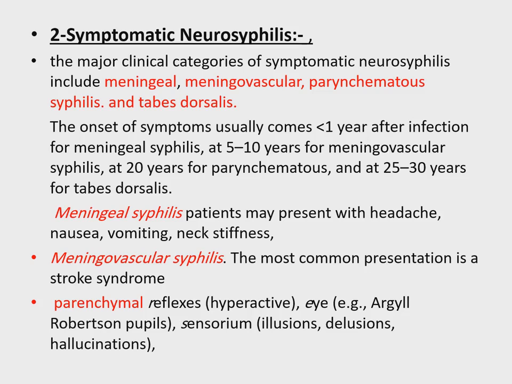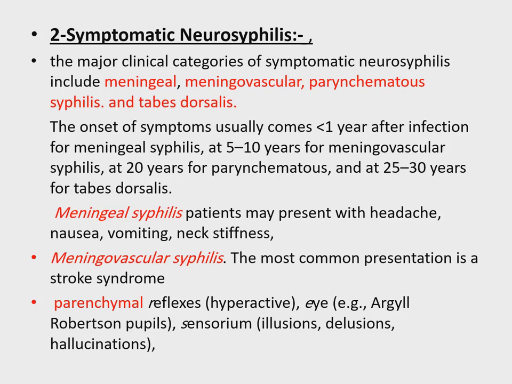As the term says, symptomatic neurosyphilis means the patient has neurological symptoms. Neurological symptoms here can be divided into three types. So, summary of symptomatic neurosyphilis: the patient has positive serology, abnormal CSF, and neurological symptoms.